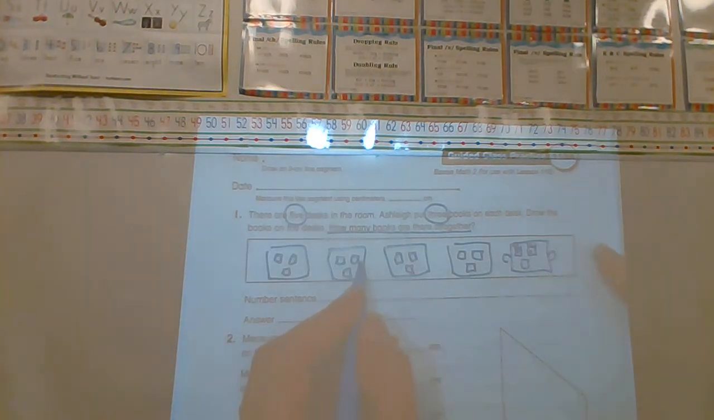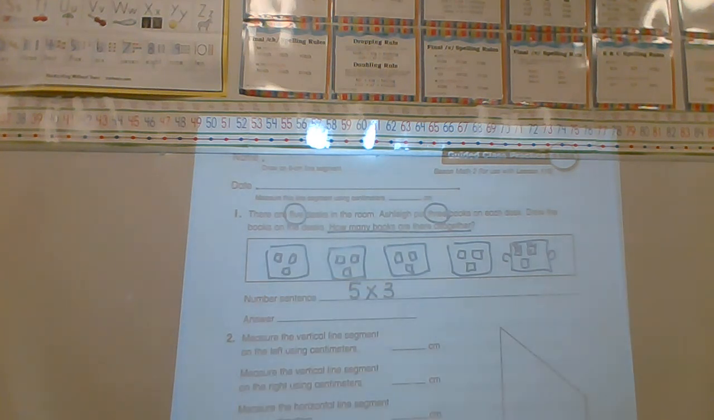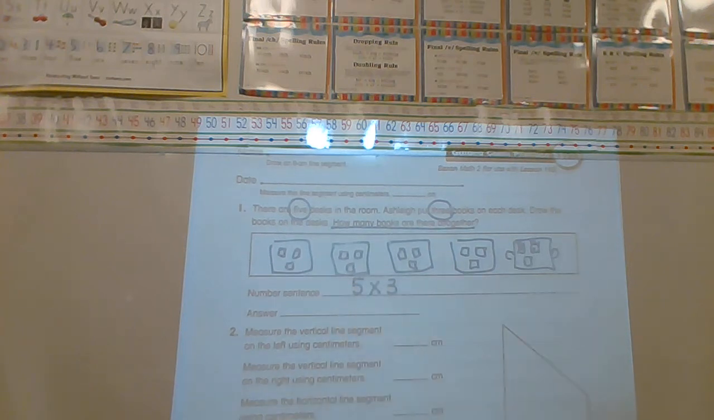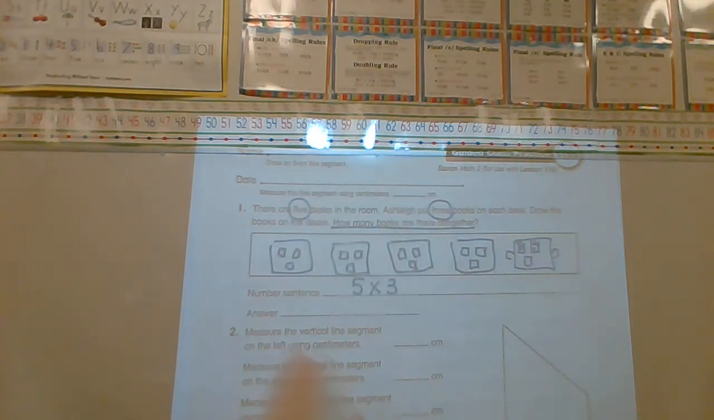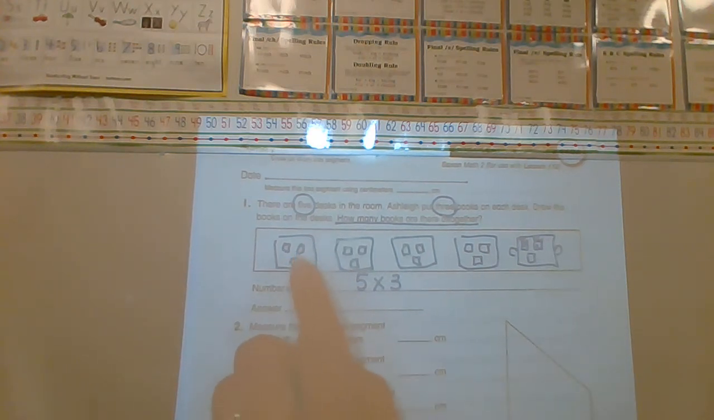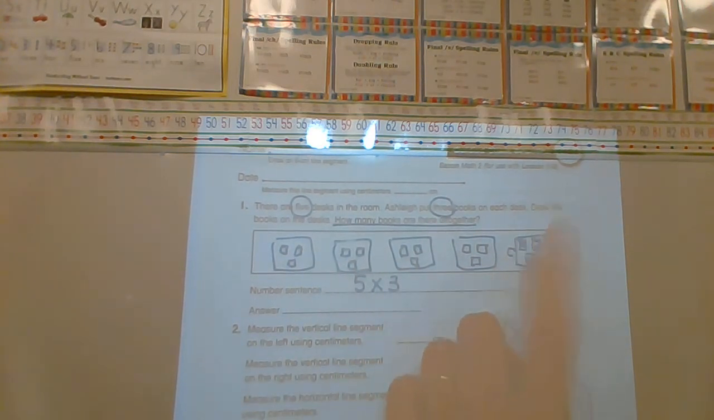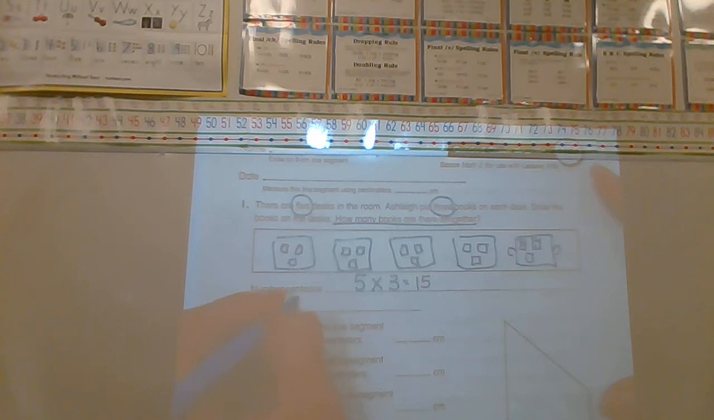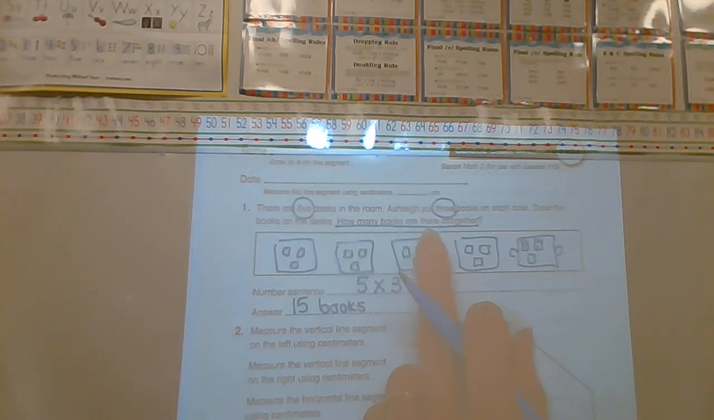Okay, so how many desks? 5. How many books on each desk? 3. Now remember, because of our commutative properties of multiplication, we can either count by 5s 3 times: 5, 10, 15, that's my answer, or we can count by 3s 5 times: 3, 6, 9, 12, 15. That's right. The answer is 15. Answer with the label 15 books. Remember, we find our label in the question.